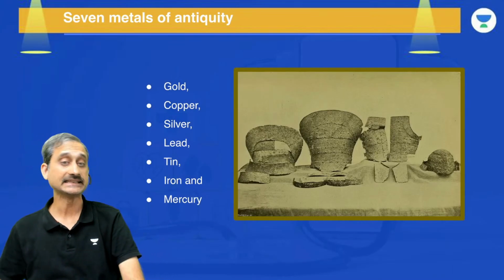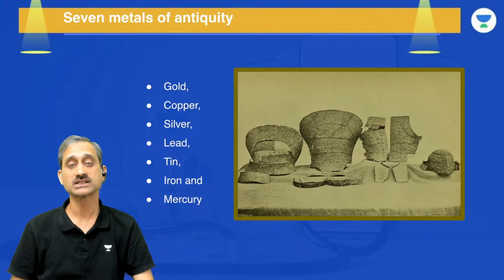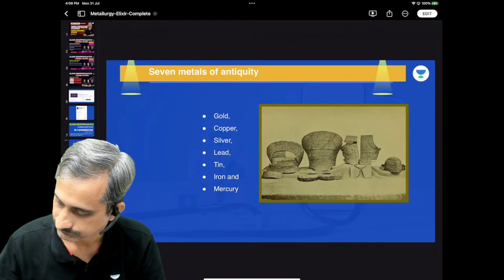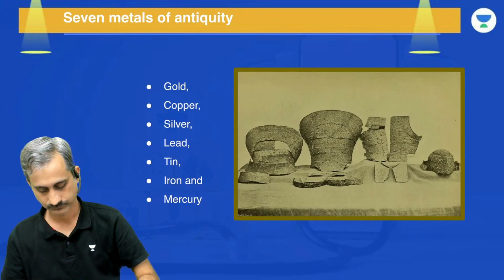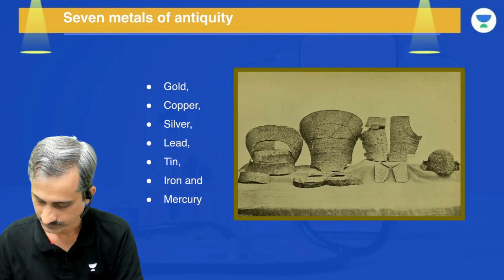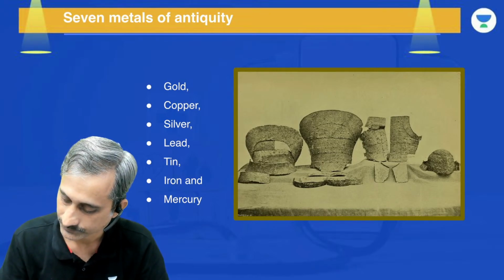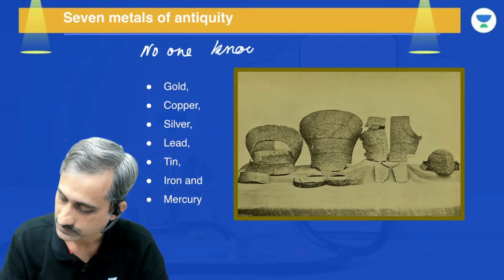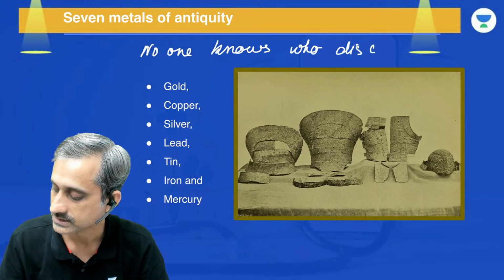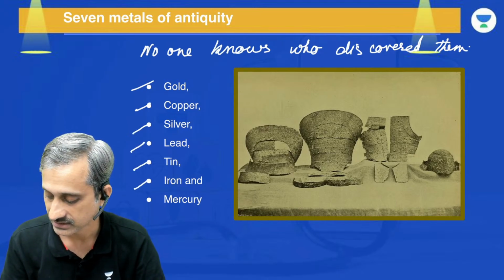Now, there are seven metals of antiquity. Nobody knows who discovered these metals, and that is why we call them metals of antiquity. And what are those? Gold, copper, silver, lead, tin, iron, and mercury.